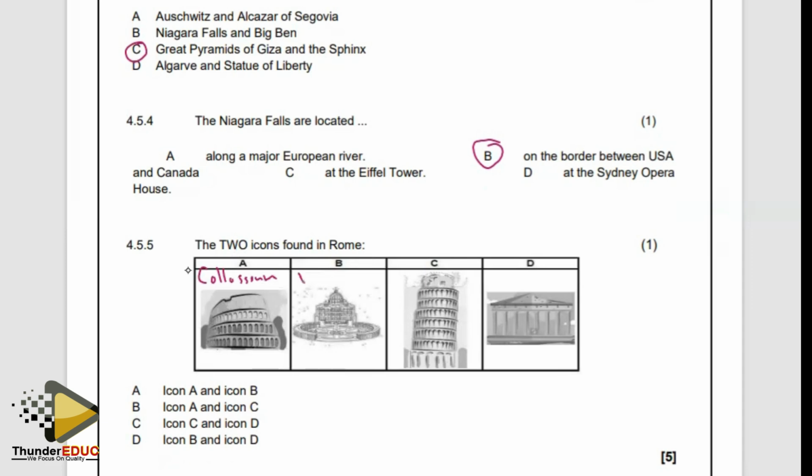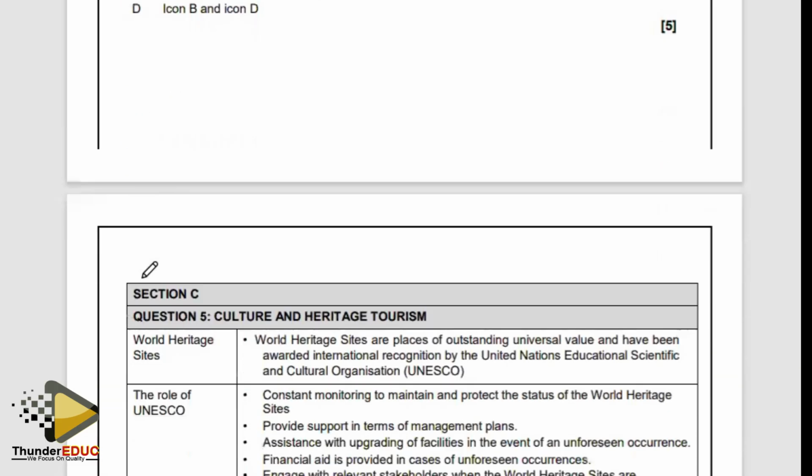Then the next one is the Vatican City. So the 2 icons are icon A and B, which makes our answer A the correct answer. Then moving on to the next one.